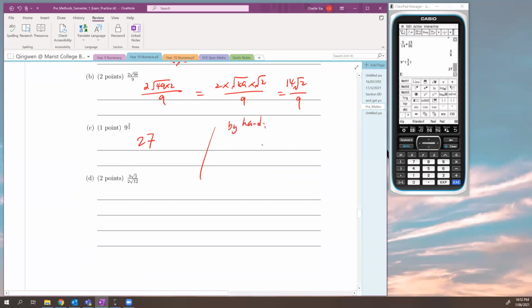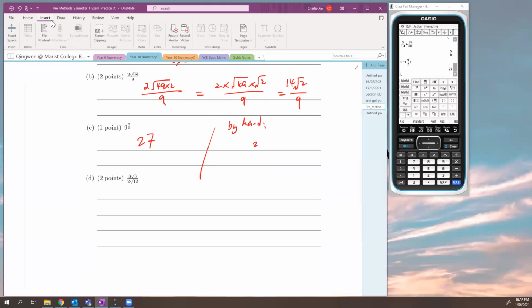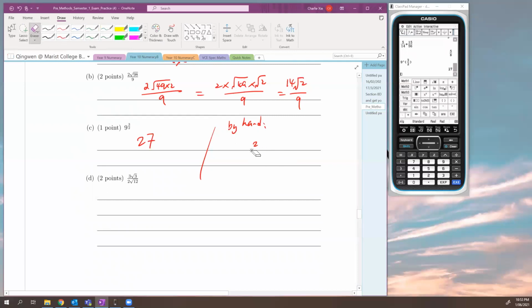Okay, 9. Every time you have this number on the denominator, that's going to be the number next to the radical sign. So 2 root, because that's just the square root sign. You don't have to write down the 2 here. So I've got square root of 9 to the power of 3. That's 3 to the power of 2 to the power of 3.